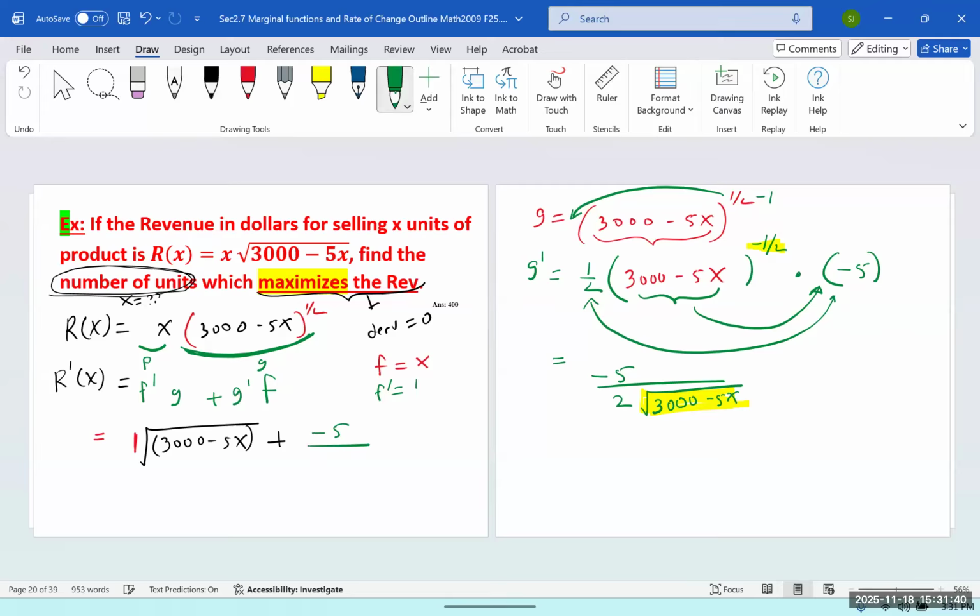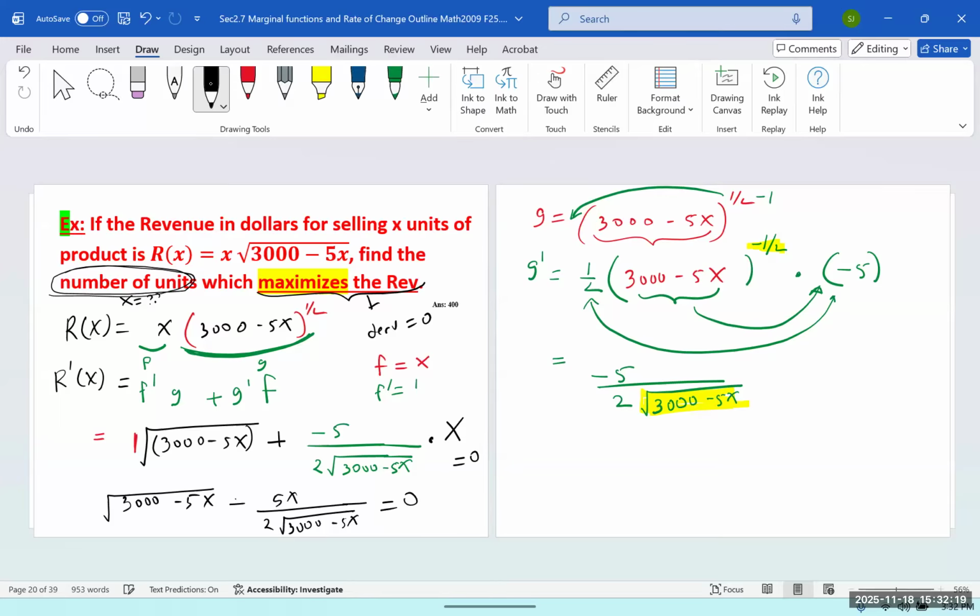So -5/2 square root of 3000 minus 5x times your F function, which is x. So this is the derivative. You need to set the derivative equal to 0. So we get the square root of 3000 minus 5x, minus 5x over 2 square root of 3000 minus 5x, equals 0.